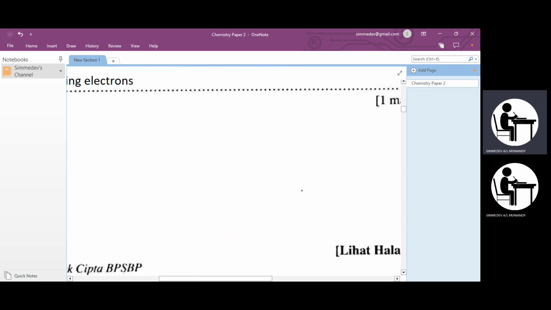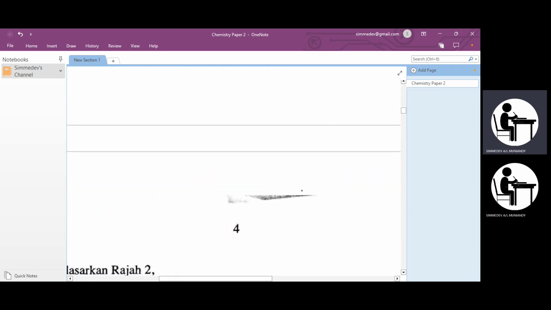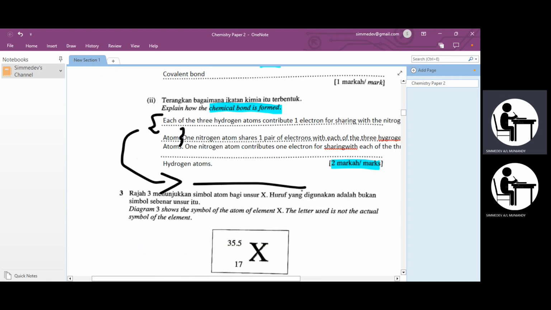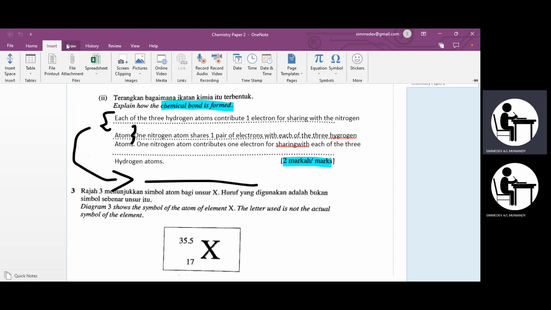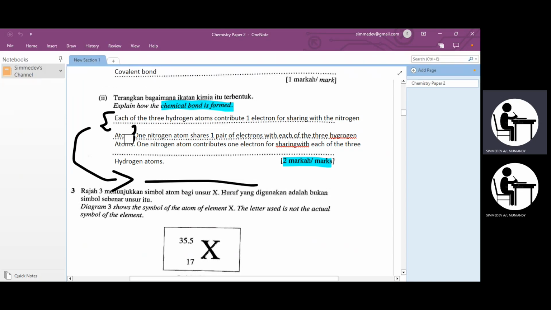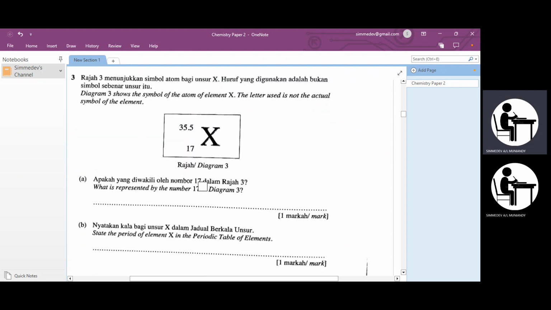So when you are mentioning this, it's extremely crucial for you to be very specific. You're telling each of the three hydrogen atoms, and not just the three hydrogen atoms. If you answer that three hydrogen atoms contribute one electron, it's definitely wrong, because each of the hydrogen atoms is contributing one electron. You have to be specific. All right. Okay. Let's go to the next question. I'll erase this real quick. Okay. Next.